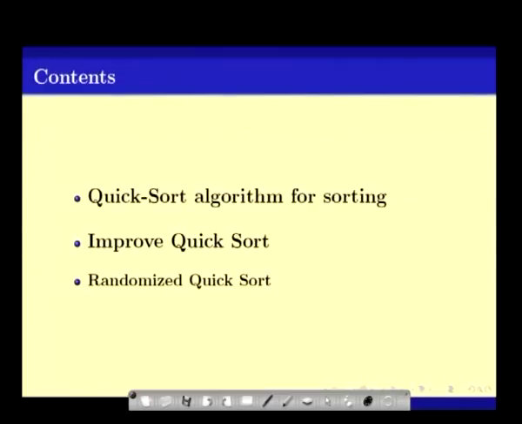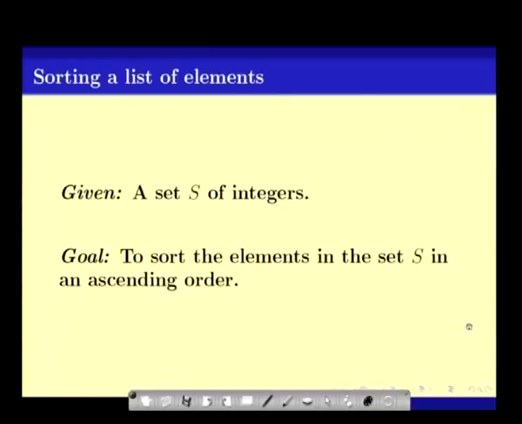Welcome to the UGC lecture series in computer science, and the topic is algorithms. Today we will be looking at some more sorting algorithms, and in particular we will be looking at quicksort, and then we will see how we can improve the quicksort, and then we will look at the randomized quicksort.